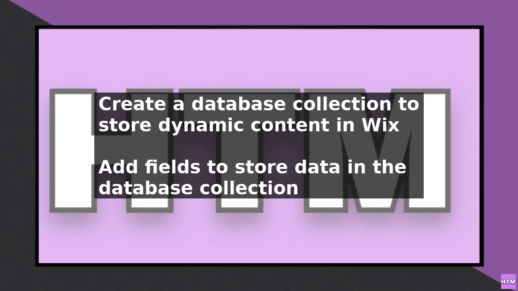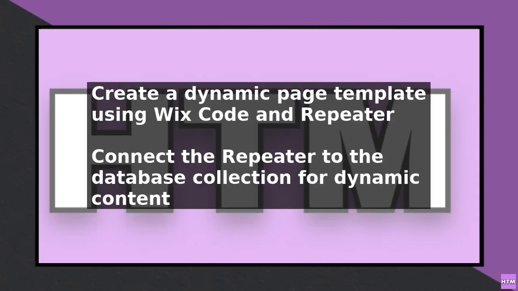To make your dynamic page interactive, you can add user input fields, such as text boxes or drop-down menus, and connect them to your database collection. This allows users to input data, which can then be displayed on the dynamic page.